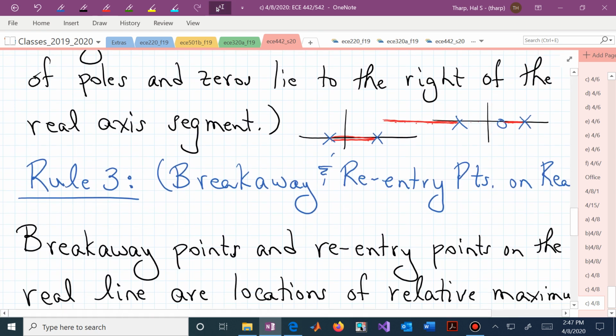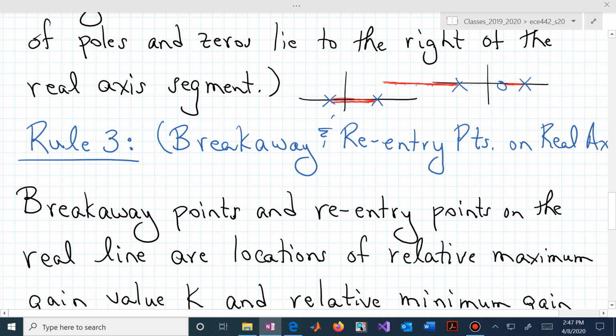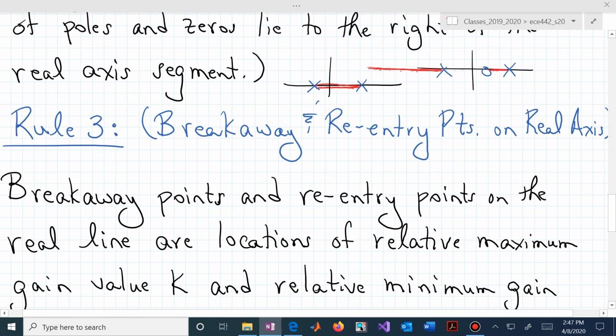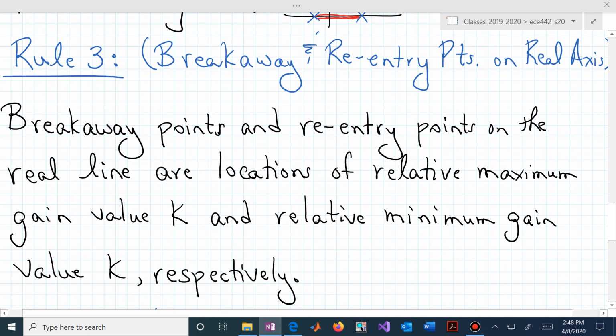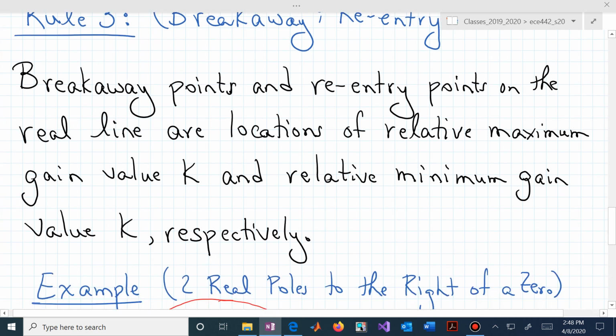The third rule concerns breakaway and reentry points, and you may not have these. This rule may not apply depending on your particular pole zero pattern. But we can have breakaway and reentry points, and you could have breakaway and no reentry. You could have simply reentry and no breakaway. But breakaway points and reentry points on the real line are locations of relative maximum gain values of k. Those are the breakaway points. And relative minimum gain values of k. Those are the reentry points, respectively.